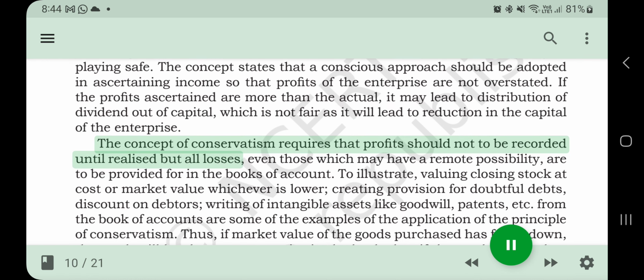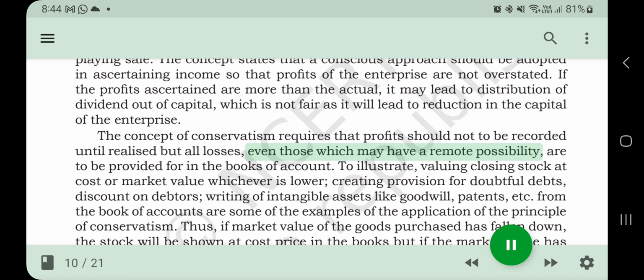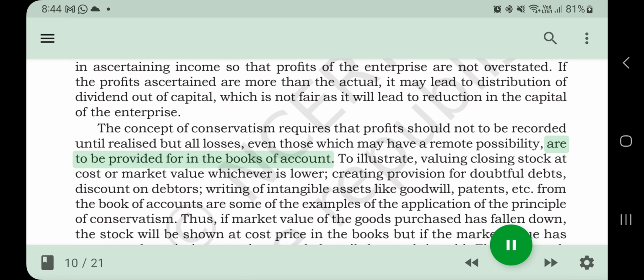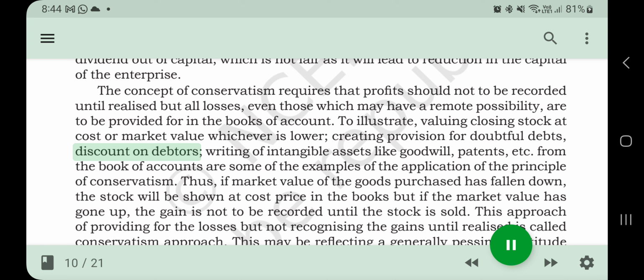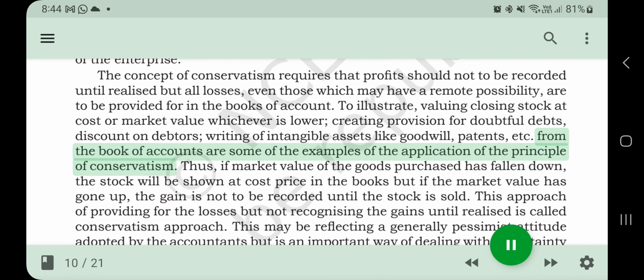The concept of conservatism requires that profits should not be recorded until realized, but all losses, even those which may have a remote possibility, are to be provided for in the books of account. To illustrate, valuing closing stock at cost or market value whichever is lower, creating provision for doubtful debts, discount on debtors, writing off intangible assets like goodwill, patents, etc. from the books of accounts are some of the examples of the application of the principle of conservatism.